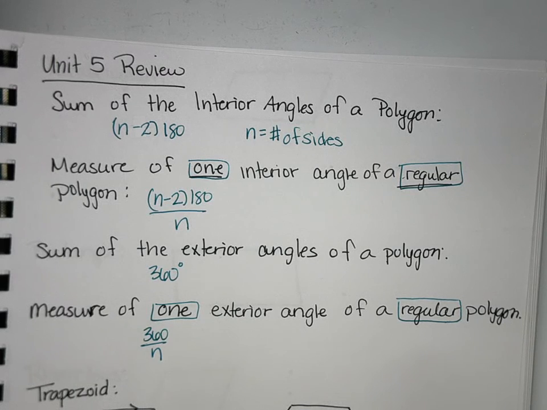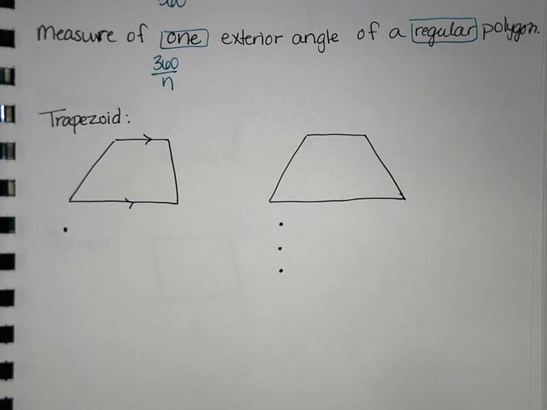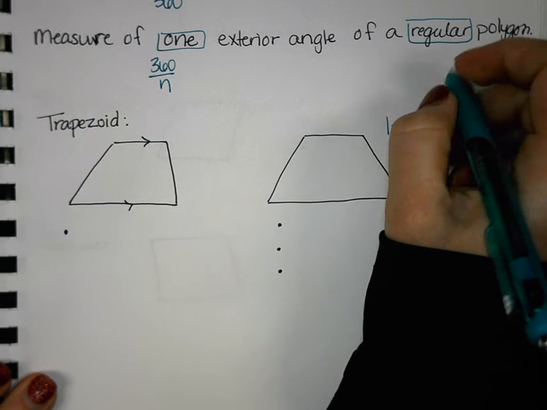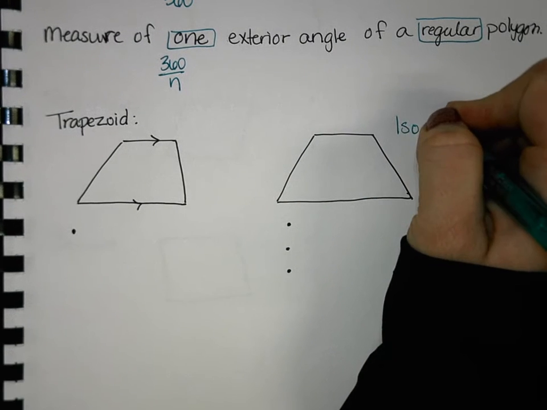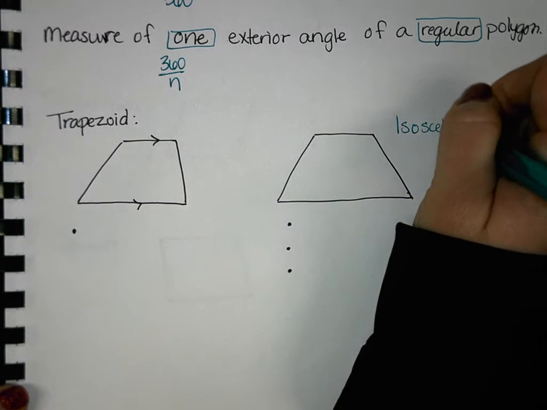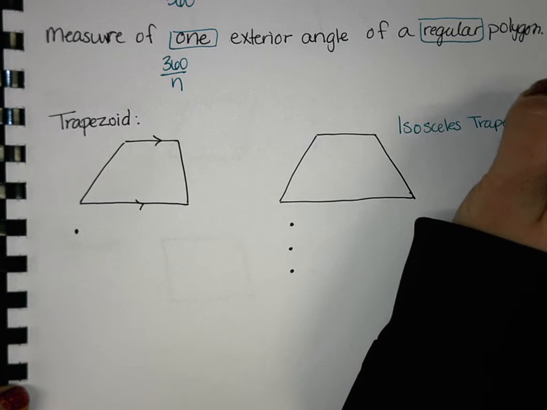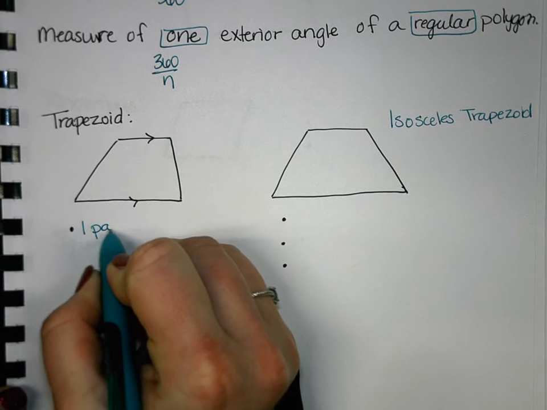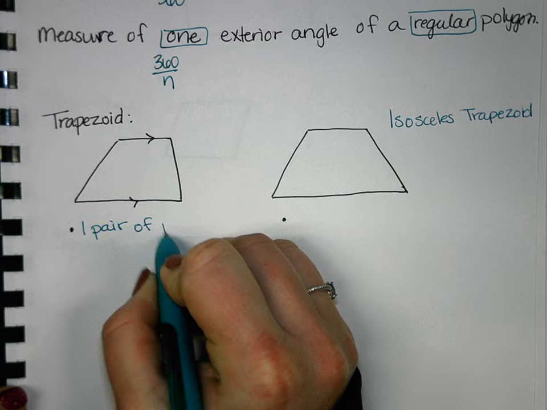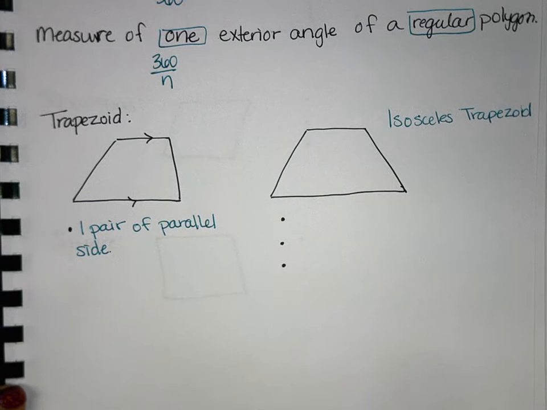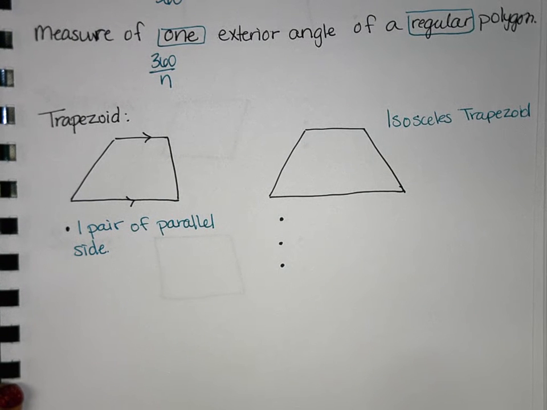After we had gone over those 4 formulas, we then went into our shapes. One of our shapes was a trapezoid. We also had a special kind of trapezoid called the isosceles trapezoid. So what was special about a trapezoid? It had one pair of parallel sides. That was all that makes a trapezoid, a quadrilateral with one pair of parallel sides.